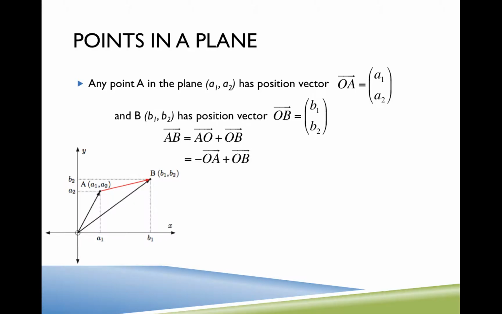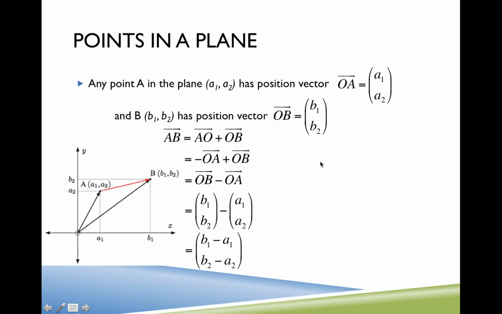And we know that vector operations are commutative. I really can switch the order here. I can say that's also vector OB plus negative vector OA. Or even more simply, vector OB minus vector OA. Once I get those two set, I can actually substitute my components in, B1, B2 minus A1, A2. And since I know vector subtraction, I can subtract the components. I end up with the vector with my x component B1 minus A1, and my y component B2 minus A2. So notice that's also called the position vector of B relative to A.